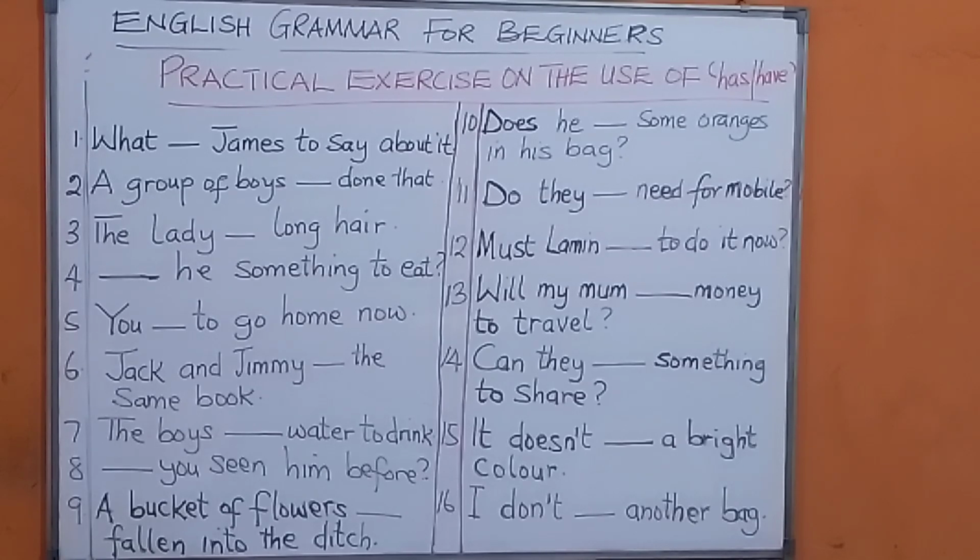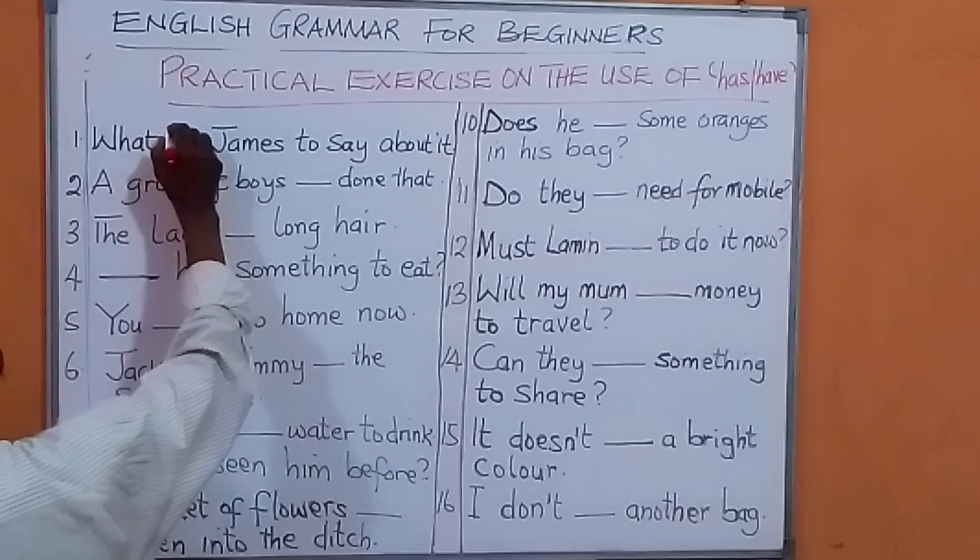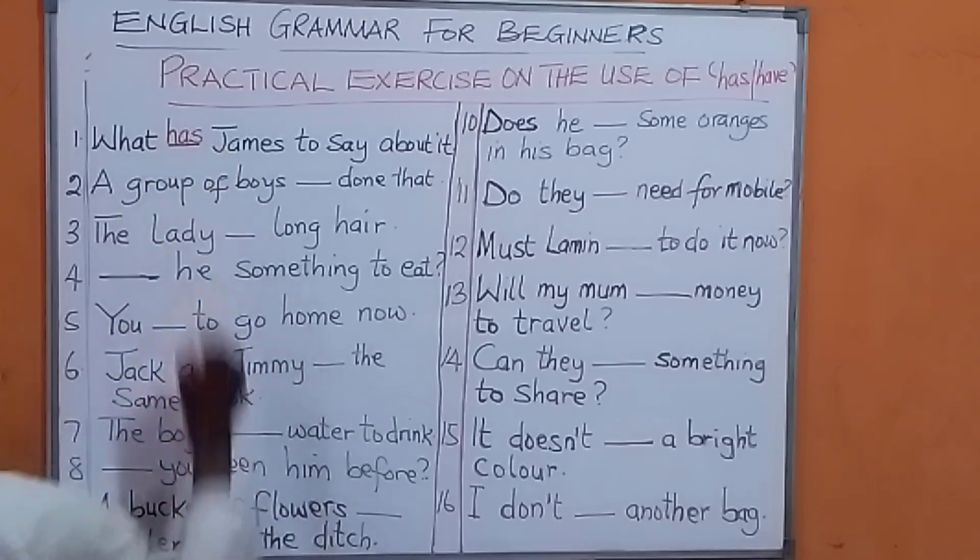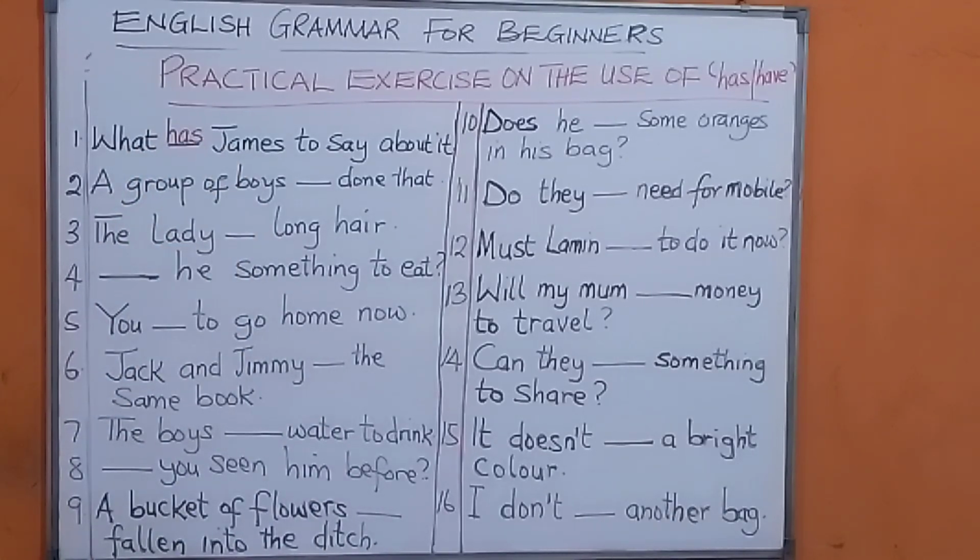Now the first question is, what has James to say? Has. James is not plural, that's the name of somebody. So don't think that the S there makes it plural, no. What has James to say about it? Okay, what has James to say about it?